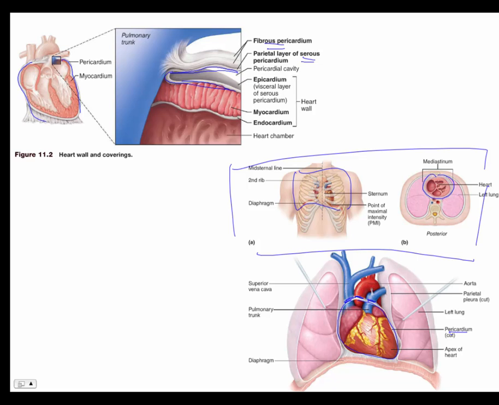Pericardium deals only with our heart. Pleura deals with our lungs. Peritoneum deals with our stomach. So you remember all those different terminologies from chapter 4.